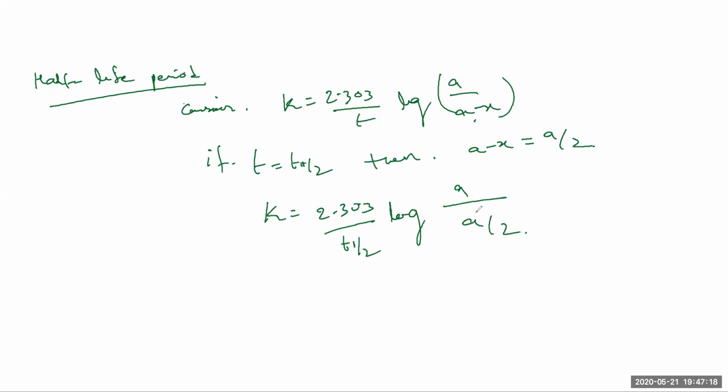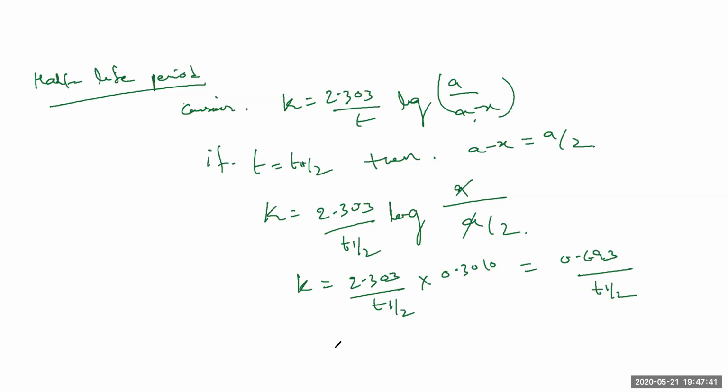Here a cancels. What is the final equation? k is equal to 2.303 by t half into log 2. You know the log 2 value, 0.3010. By multiplying those two, 0.693 by t half. But we require t half only. Therefore, t half is equal to 0.693 by k.